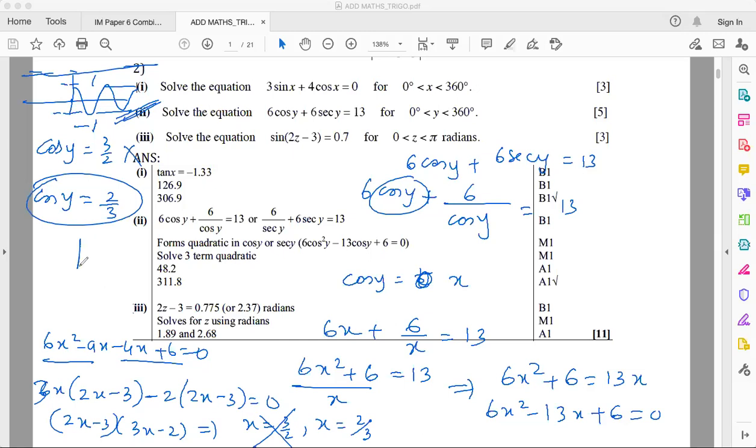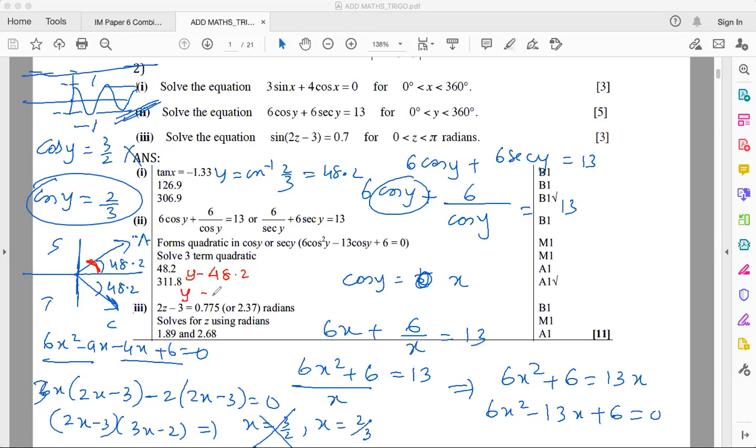Now where is cos positive? Cos is positive in quadrant number 1 and quadrant number 4, because if you do ASTC, these are the possible positions. Now y is cos inverse of 2 over 3, and when you do that, it comes to somewhere around 48.2. So this angle is 48.2 and this is 48.2. Now you have to do the actual measurement. It is this angle, which is 48.2. That's your one y value. And the second y value is this angle from here until here, that is 360 minus 48.2, which is 311.8. So this is how you do this.